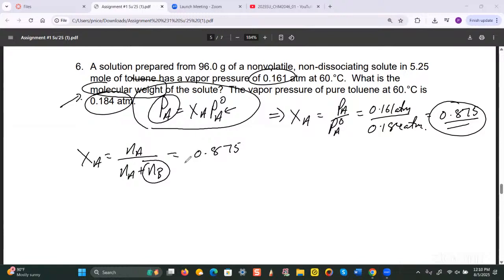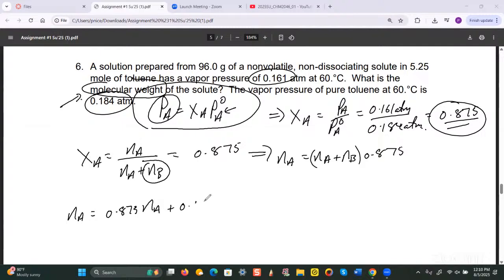So basically, this is going to involve some algebraic rearrangement. I'm going to cross multiply to get Na is equal to Na plus Nb times 0.875. And then what I would do is distribute. So you're going to get Na is equal to 0.875 times Na plus 0.875 times Nb. And then to isolate Nb, what I would do is subtract 0.875 Na from both sides, right?